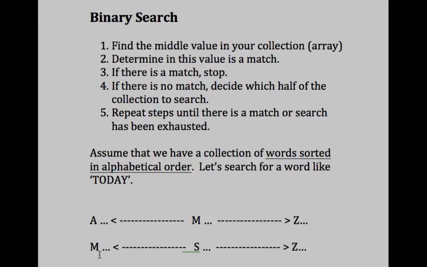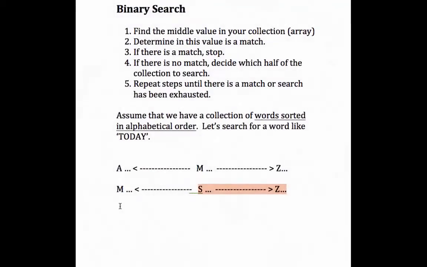So now, repeat the process. Go to the middle. Those are the words that start with S. Of course that's not going to be a match for today. And then now I need to decide which of the two halves I'm going to use next. Is today going to be in the section of words that start with M all the way through words that start with S? The answer is no. Today is likely to be in this half, words that start with S all the way through words that start with Z. And now I repeat the same process.